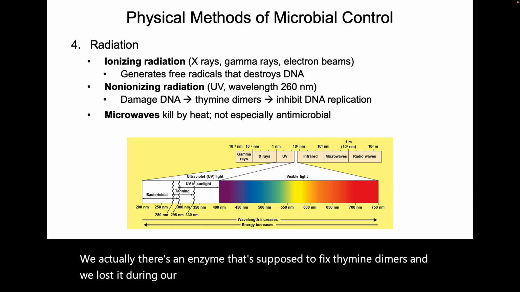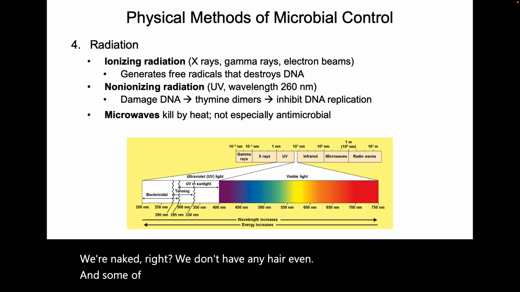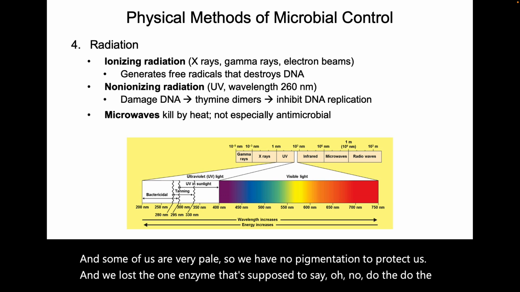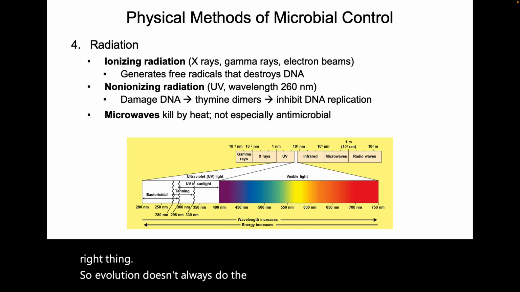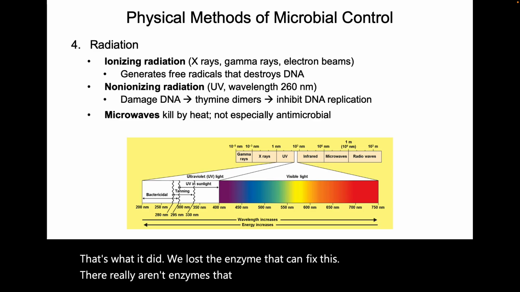I'm like, we're naked, right? We don't have any hair even. And some of us are very pale, so we have no pigmentation to protect us. And we lost the one enzyme that's supposed to say, oh, no, do the right thing. So evolution doesn't always do the right thing. That's what it did. We lost the enzyme that can fix this. There really aren't enzymes that can take a broken chromosome and put it back together correctly.